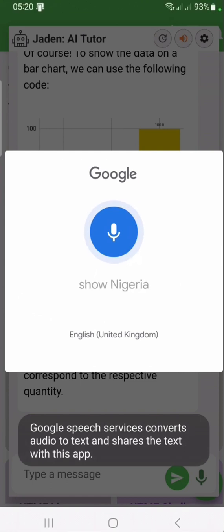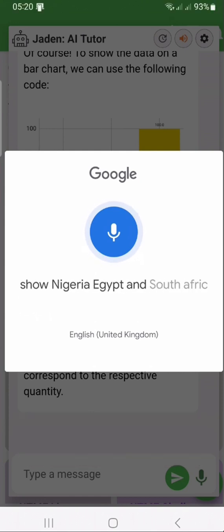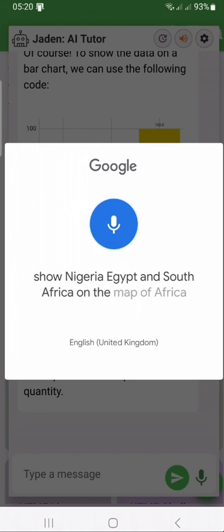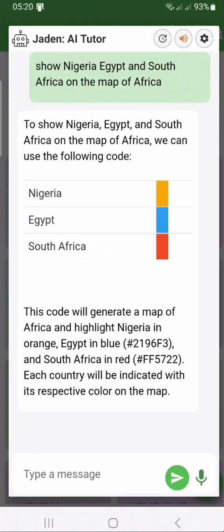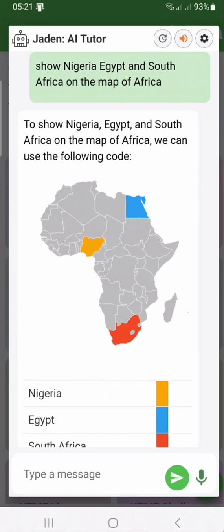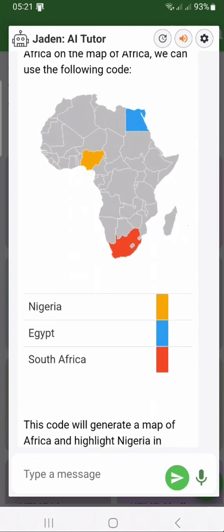Show Nigeria, Egypt, and South Africa on the map of Africa. To show Nigeria, Egypt, and South Africa on the map of Africa, we can use the following code. So far, I've shown you how the AI tutor can clearly and easily provide solutions to your questions in general.